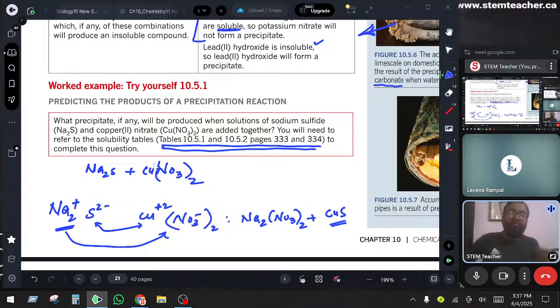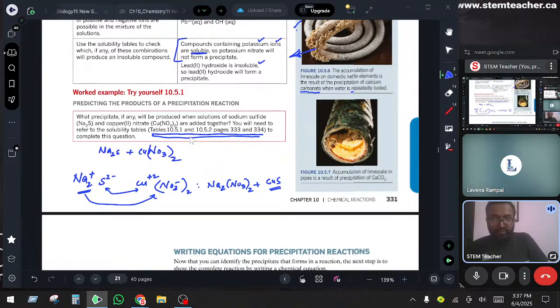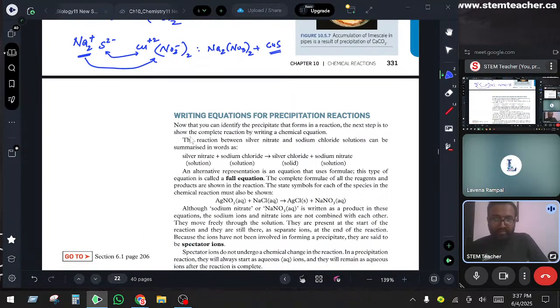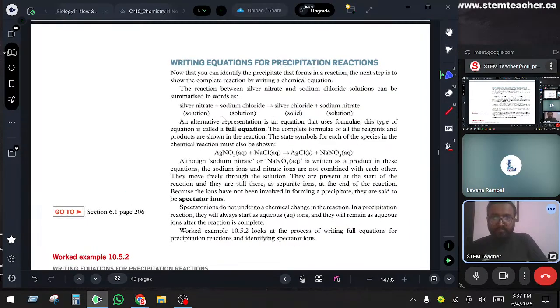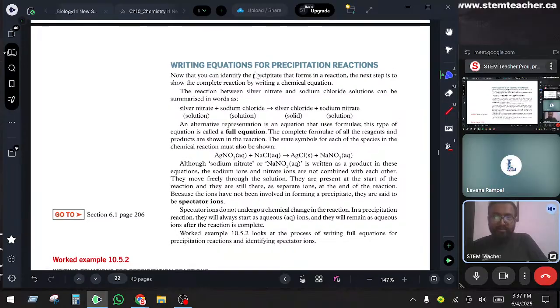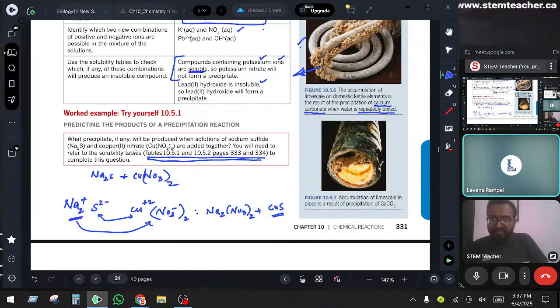See, at the first time we cannot say anything, so they have already practiced, researched each and everything, and they framed this table. These are the soluble, these are non-soluble, so that's why we have to refer to those pages, so that we know what precipitation will form, okay. See here, sodium nitrate, it's the writing equation of precipitation reaction. I think he has written the same, yeah.